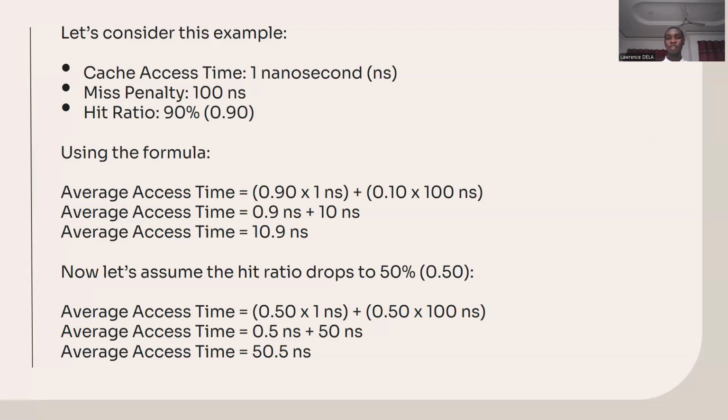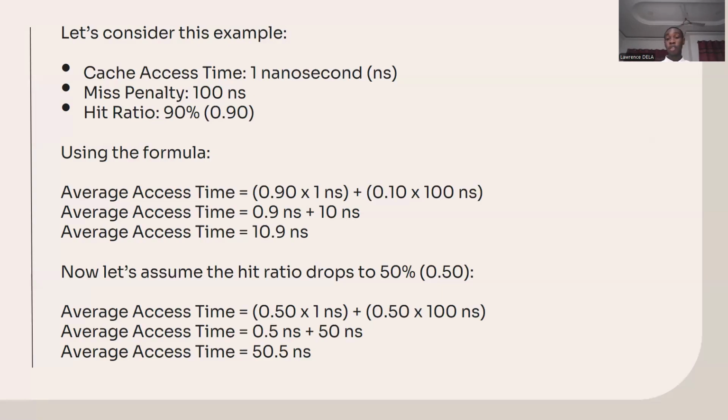Someone will ask, how did we get 0.9 nanoseconds, which we are adding to the 10 nanoseconds? And how did we get 10 nanoseconds? When we multiply 0.90 by 1 nanosecond, we get 0.9. And when we multiply 0.10 times 100, we get 10. So that's how we got the 10 nanoseconds that we are adding to the 0.9 nanoseconds. Then when we add 0.9 nanoseconds to 10 nanoseconds, we get 10.9 nanoseconds. I think the formula explains itself, so easy to understand.